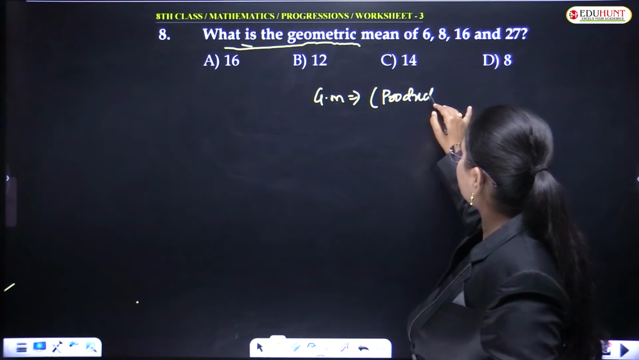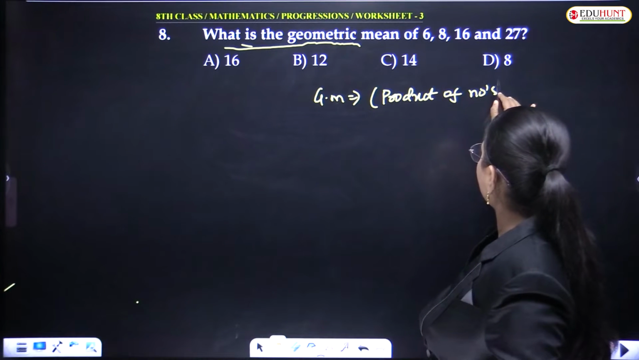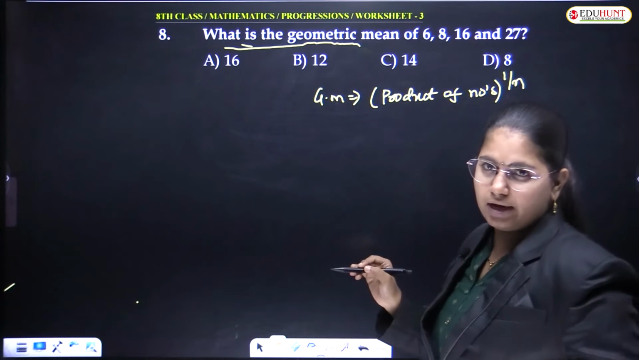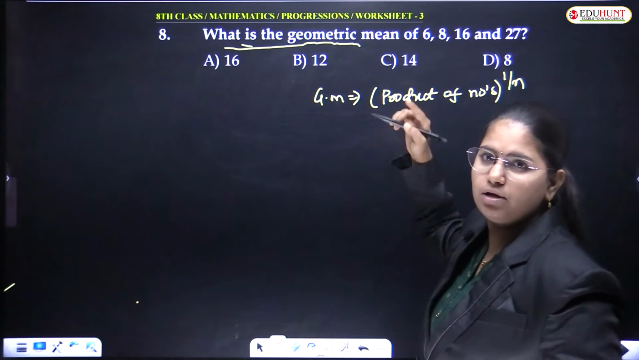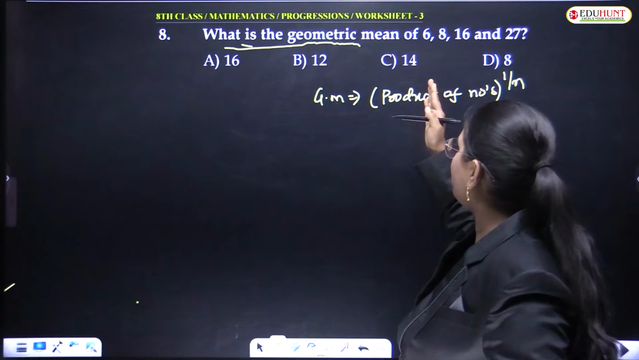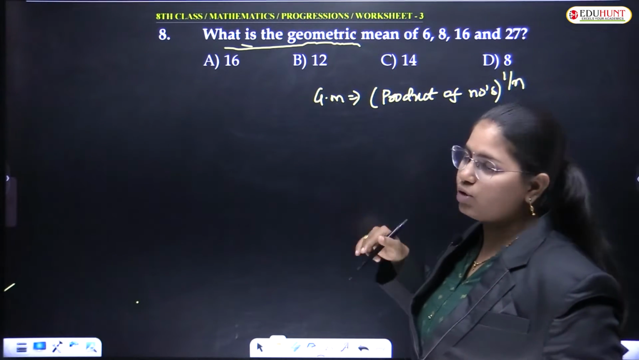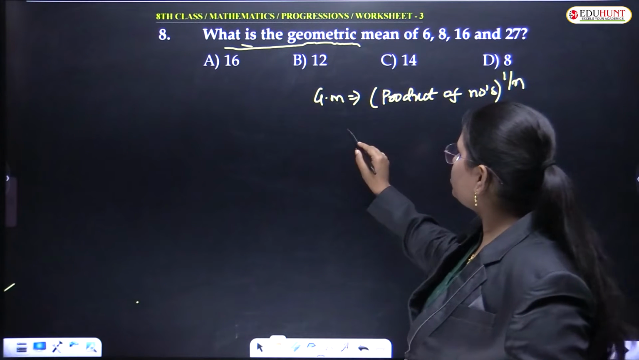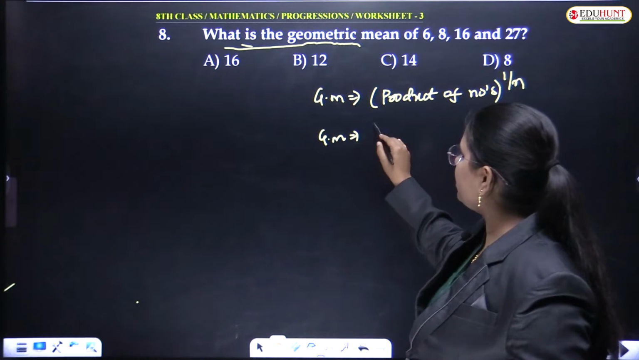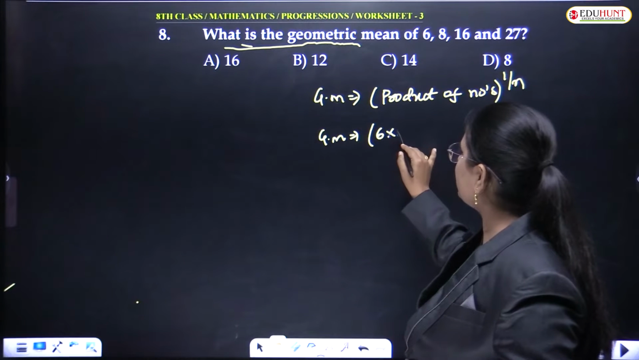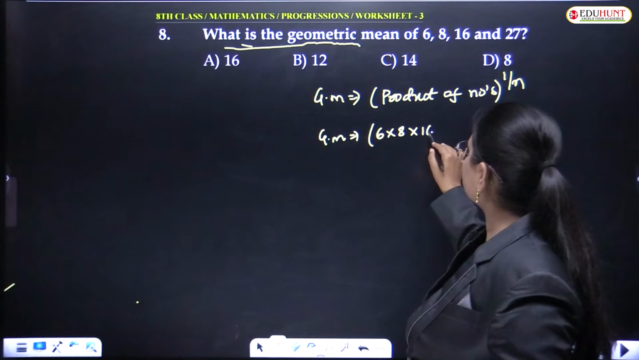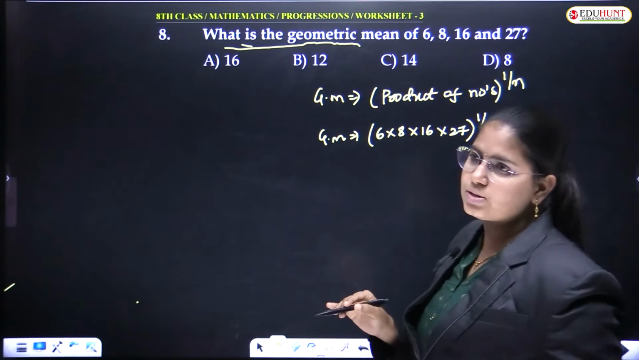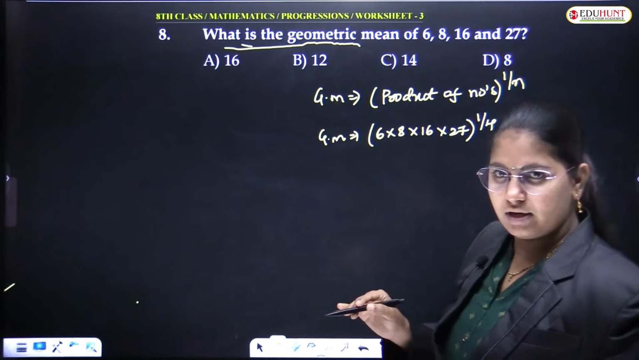Product of given numbers, whole to the power of 1 by n. What does n refer to? n refers to the number of given objects. How many numbers are there? 1, 2, 3 and 4, right? So, the geometric mean is the product of given numbers: 6 multiplied with 8, multiplied with 16, multiplied with 27, whole to the power of 1 by 4, since 4 numbers were given.